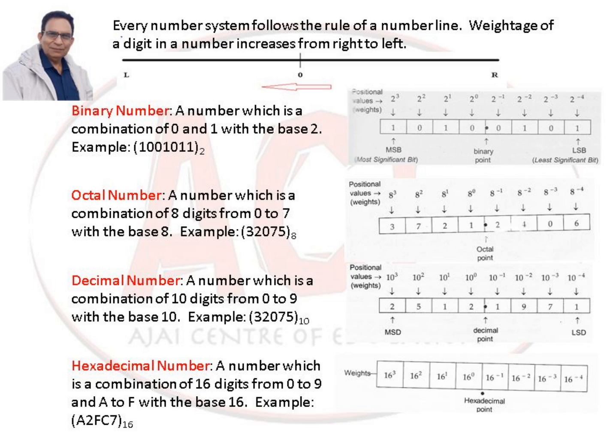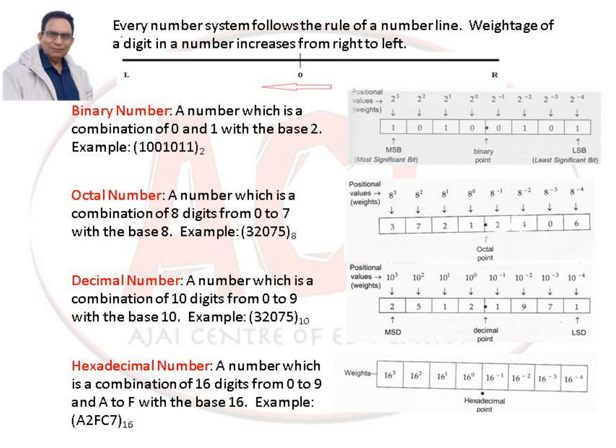How are numbers represented by different number systems? Binary number: it is a number which has a combination of 0 and 1 with the base 2. For example, if I write 1001011 base 2, this is a binary number. Octal number: a number which has a combination of 8 digits from 0 to 7 with the base 8. For example, here 32075 base 8.